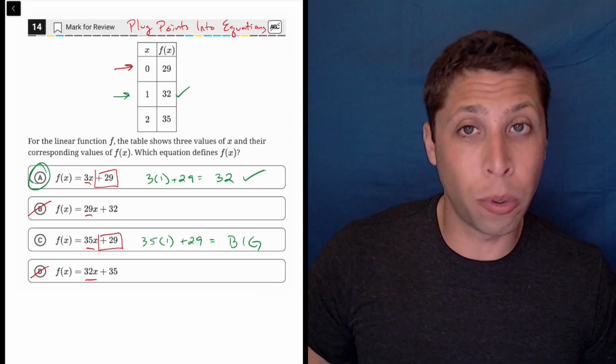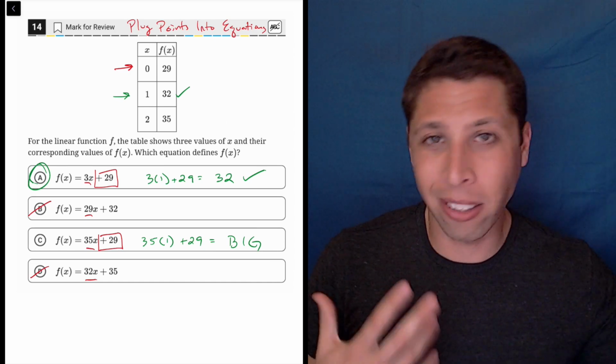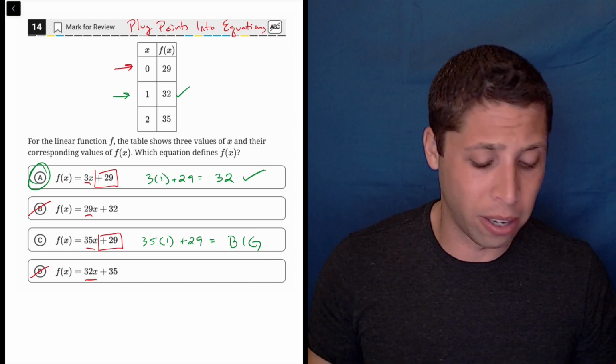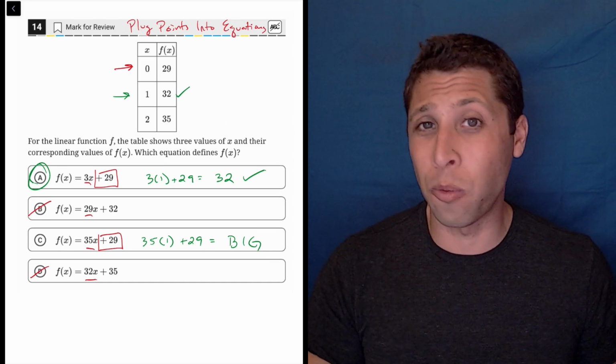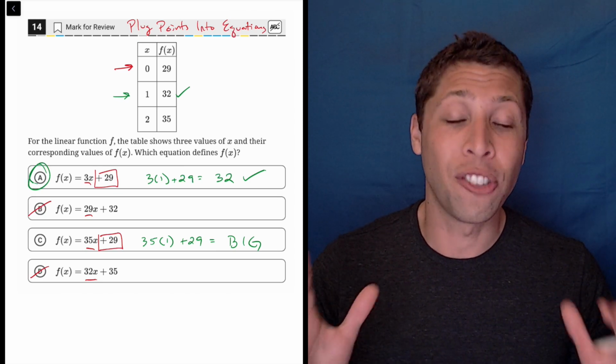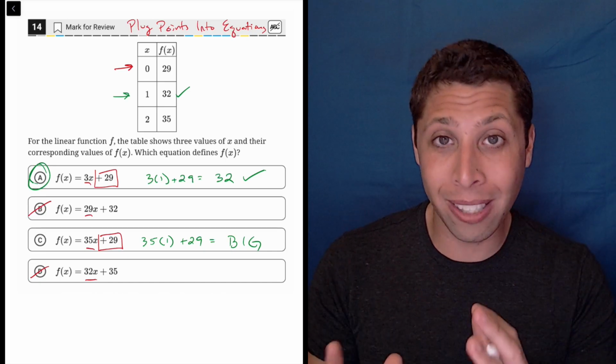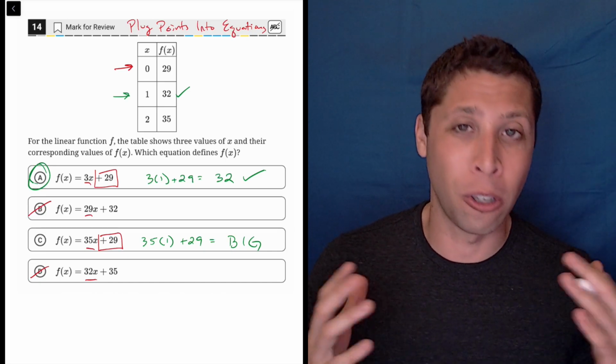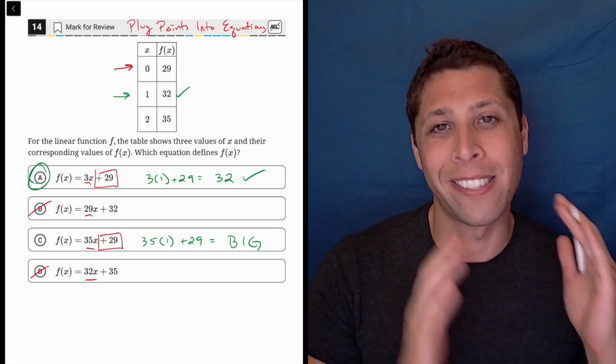There are ways to do this where you plug the things into the calculator, but I do not think that that is worth it here. This is just a matter of thinking about zeros and ones. This is some of the most simple arithmetic we can do in the world, so please just get good at knowing when they're giving you points and they're giving you equations so that you can use my favorite strategy: plug points into equations.